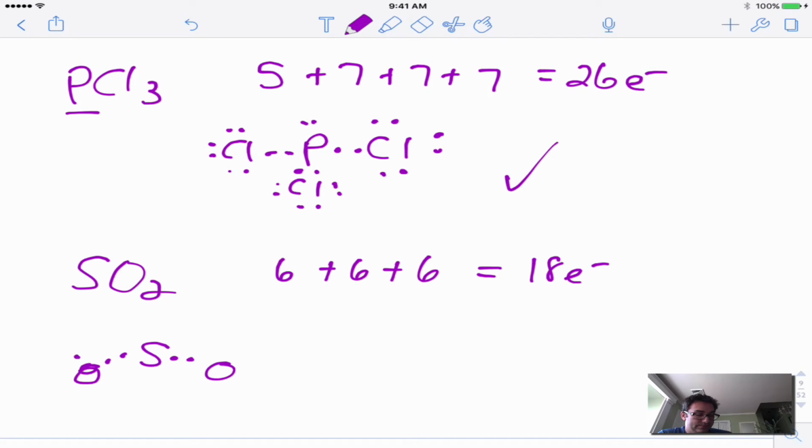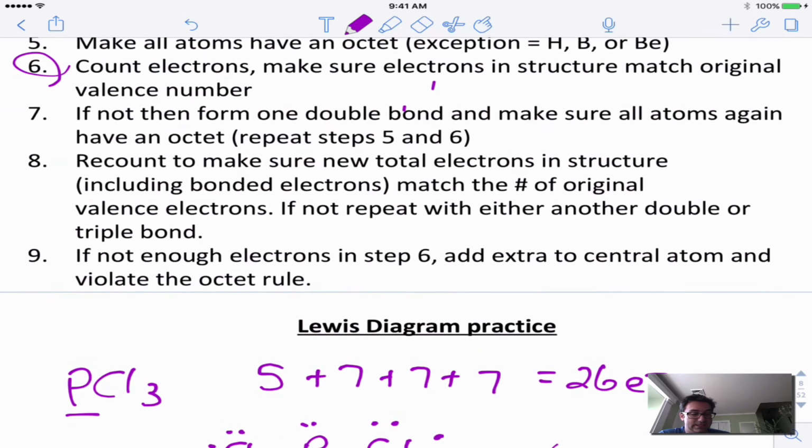Give each one 8, so this O on the left needs 8. This S in the middle needs 4 more. This O on the right needs 8, so 6 more. I count them up, and when I count them up, I get 20. That's too many. So if we go back to the instructions, it says, if not, with step 6, if not, then form one double bond.